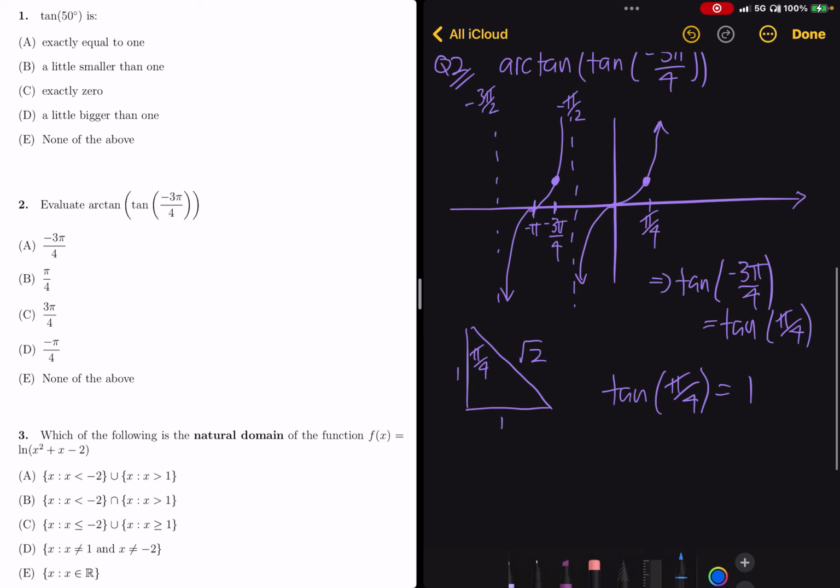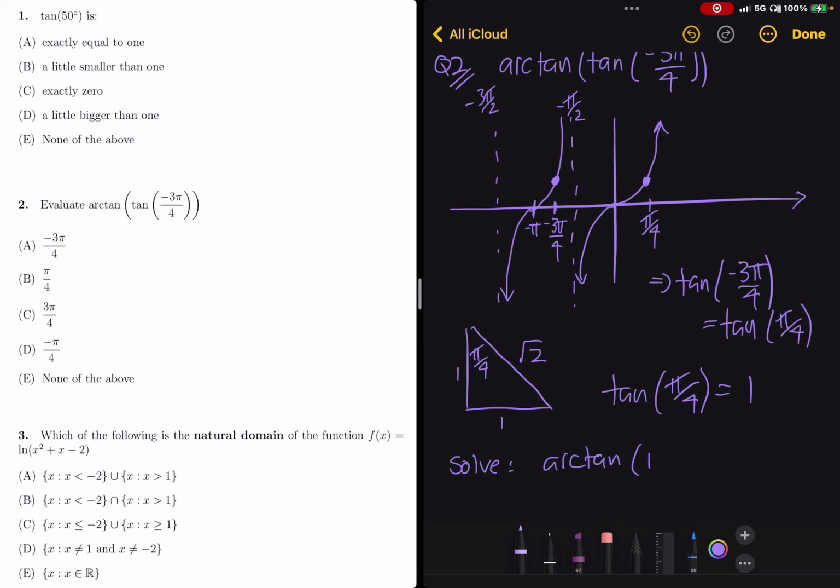This means we are essentially solving a new problem. We are now solving arctan of 1. Now arctan of 1, obviously from the special triangle, is going to be what angle, when we take the tan of it, gives us 1? That's going to be pi on 4, right? So this is actually equal to pi on 4, and pi on 4 is the answer, which is B.